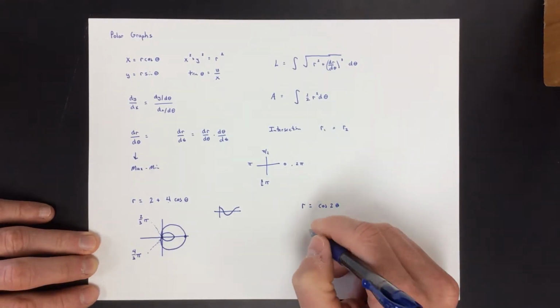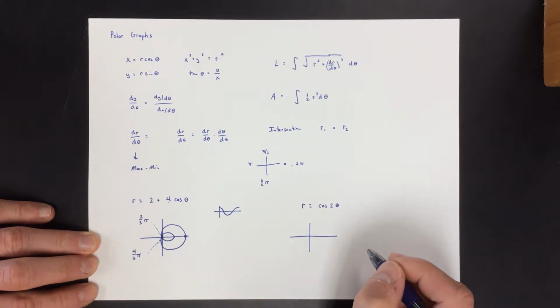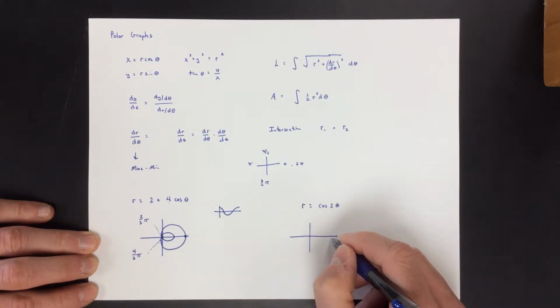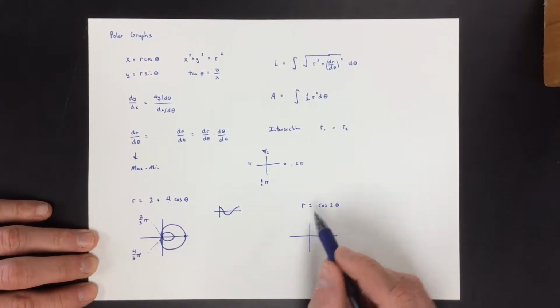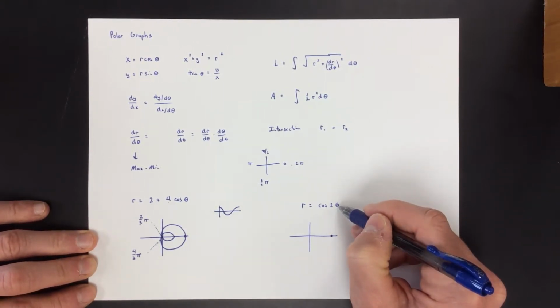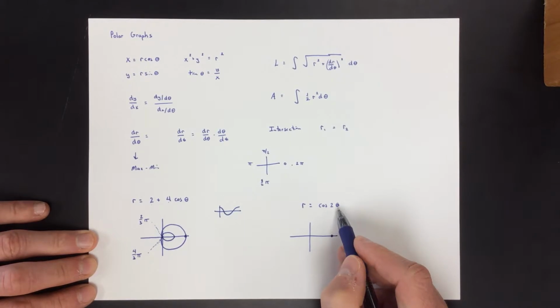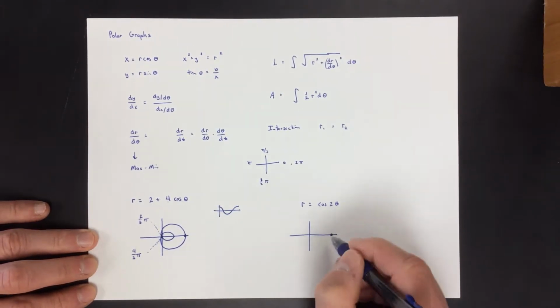Okay, and that 2 theta is going to make everything rotate faster. So when theta equals 0, I'm out here at 1, because cosine of 2 times 0 is cosine of 0, which is 1. And then when do I get back to the origin? Well, I get back to the origin when cosine is 0. Cosine is 0 at pi over 2. But this is going to be pi over 2 when theta is pi over 4, because pi over 4 times 2, right? It's going to get there twice as fast.